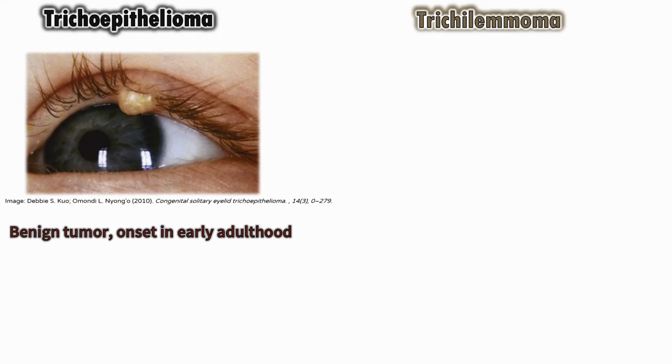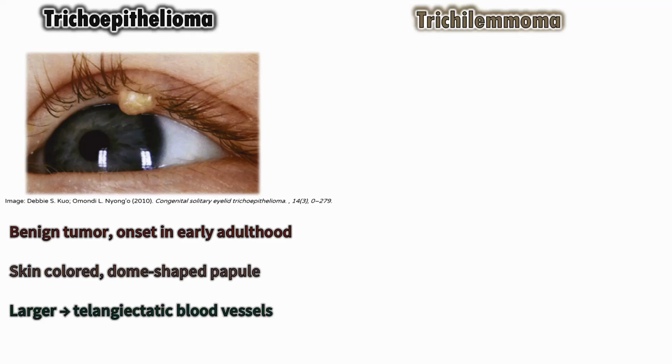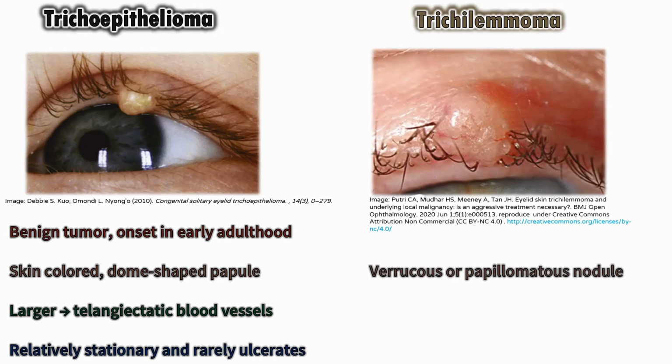Trichoepithelioma is a benign tumor of early adulthood and appears as a skin-colored dome-shaped papule. A larger lesion has telangiectatic blood vessels that can lead to confusion with BCC. However, unlike a BCC, it is relatively stationary and rarely ulcerates. A tricholemmoma is a verrucous or papillomatous nodule that is usually diagnosed initially as a BCC.